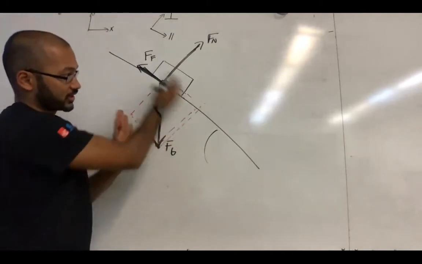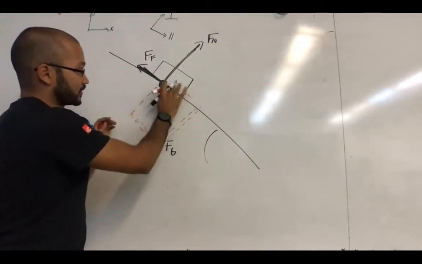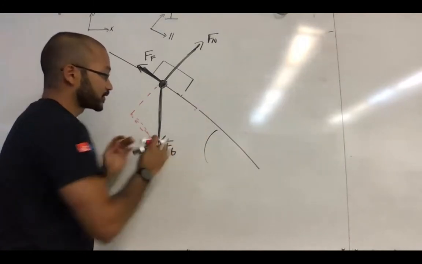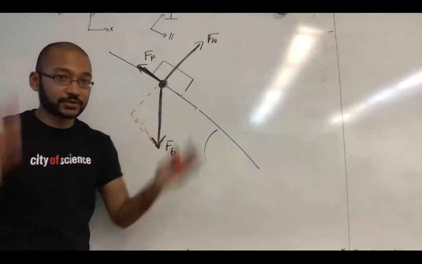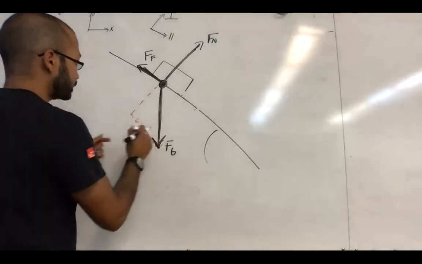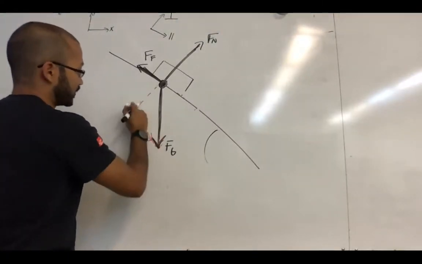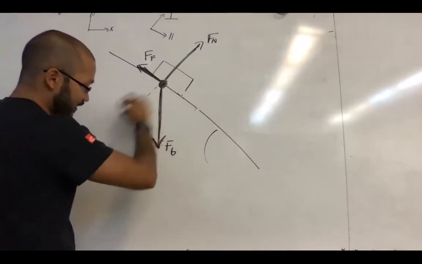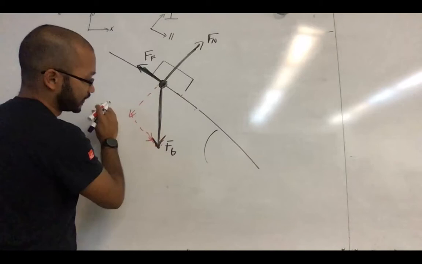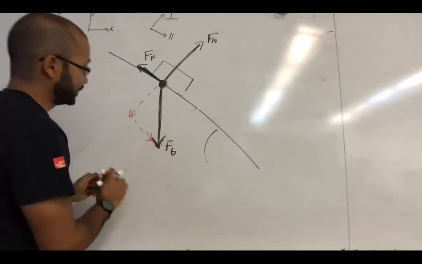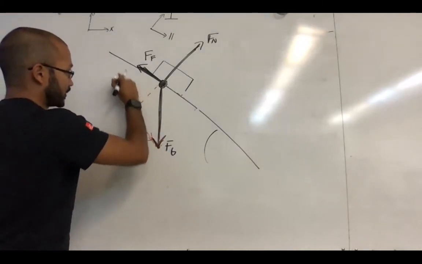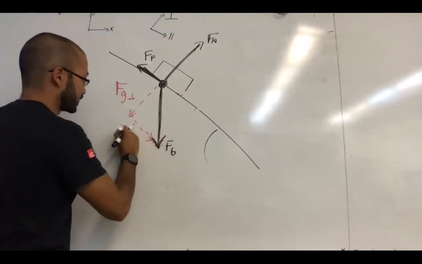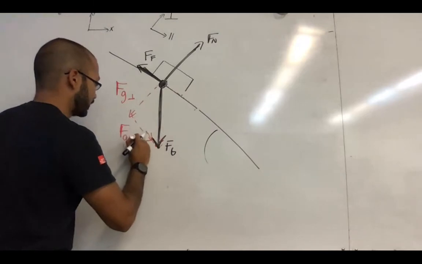And it doesn't matter which set you use. I'm going to use this set just because that's what I'm used to. But those are the parallel and perpendicular components that you need to visualize. You have to keep in mind that the perpendicular component of gravity is acting into the incline, and then the parallel component is acting down the incline. I'm going to label this FG perpendicular, and this is FG parallel.